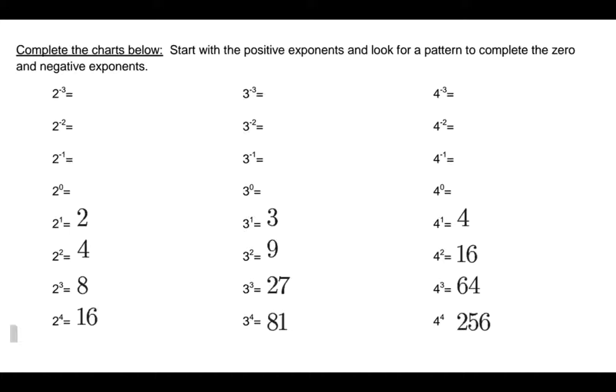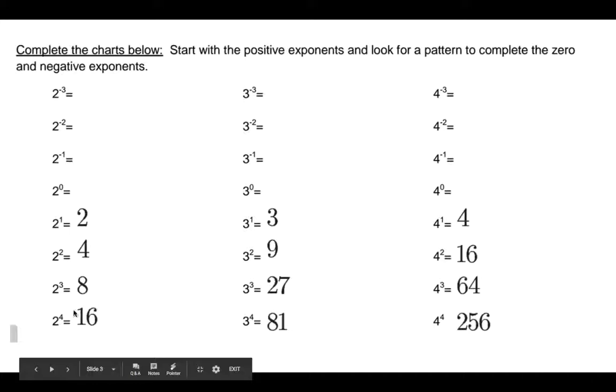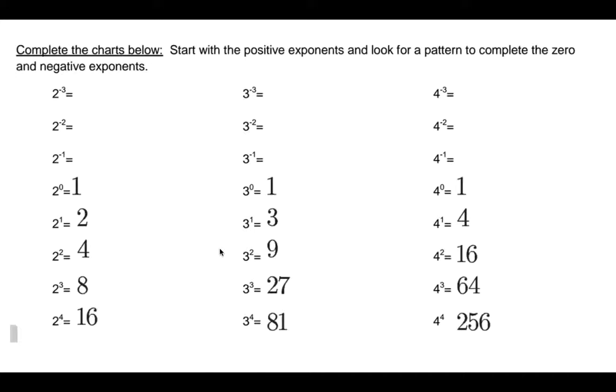Well, if you look at the pattern of multiplying, if this pattern continued the other way, we can see that there's a division here. 16 divided by 2 is 8. And so we actually get 1 for each of these numbers. 3 divided by 3 is 1. 16 divided by 4 is 4. 4 divided by 4 is 1. That gives us a pattern for negative exponents. So 1/2, 1/4, 1/8, 1/3, 1/9, 1/27, 1/4, 1/16, 1/64.